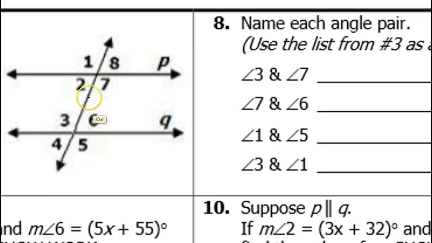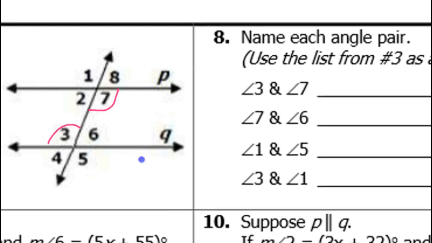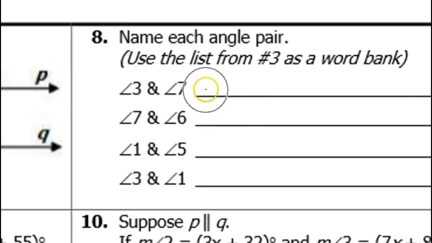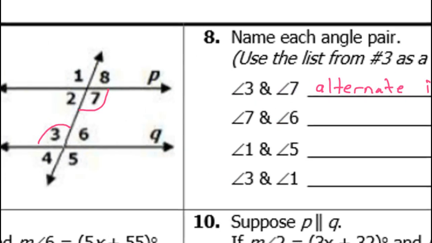All right, number 8 refers to this picture. We're supposed to name the angle pairs. So angle 3 and angle 7. So here's angle 3 and here's angle 7. So those are called alternate interior angles. Angle 7 and angle 6. These are called consecutive interior angles.